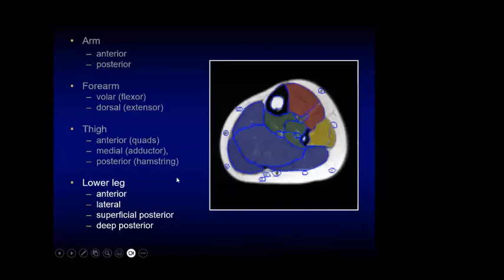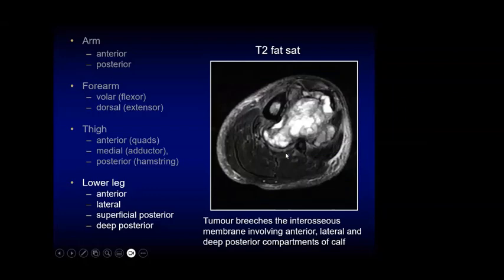Then for the compartmental anatomy of the leg, you have the anterior compartment or the extensor compartment, the lateral compartment or the peroneal compartment, and then you have two layers: the superficial posterior compartment and the deep posterior compartment. So knowing the compartmental anatomy is really important.